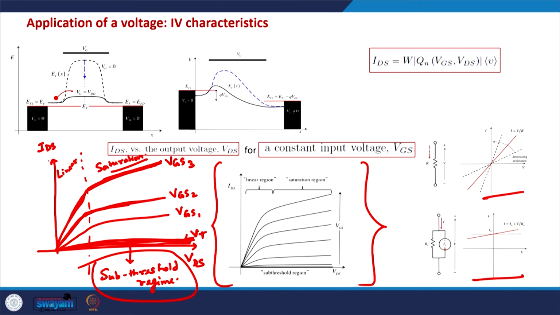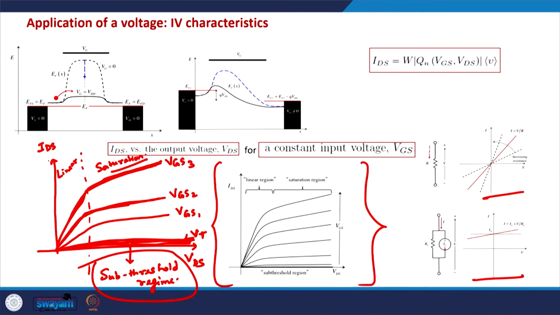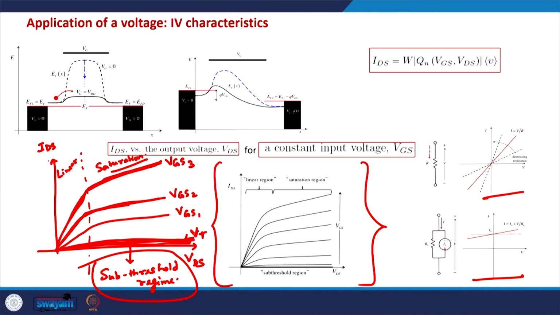Please note that the subthreshold regime is the regime in which the MOSFET is practically off. It is not switched on, it is off. But there is a very small current flowing through the channel, and that is known as the subthreshold regime. This regime is also quite important for understanding MOSFET characteristics, because it tells us how much voltage we need to apply on the gate in order to switch on the MOSFET.